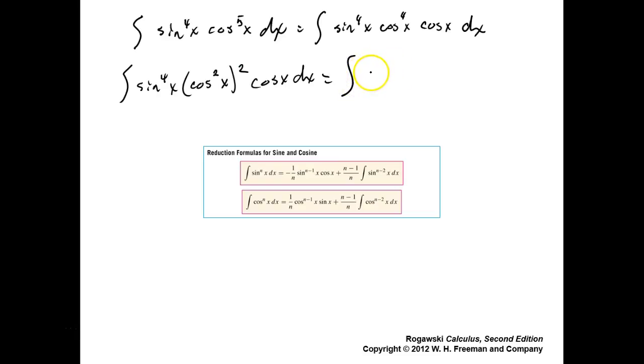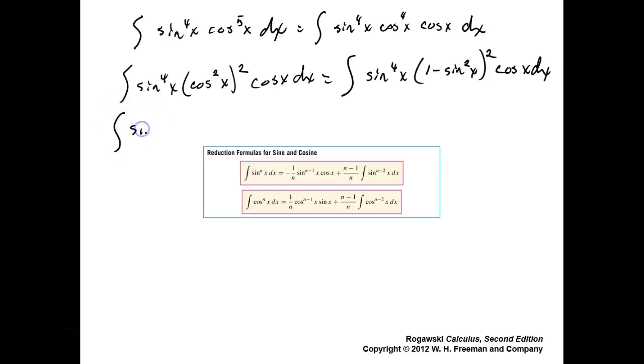Integral of sine fourth x, just carrying that along here, it's not doing much of anything now. But that cosine squared x can be written as one minus sine squared x. But that was squared, and then we multiply by cosine x dx. Okay? Now, next step is just sort of grunt work.